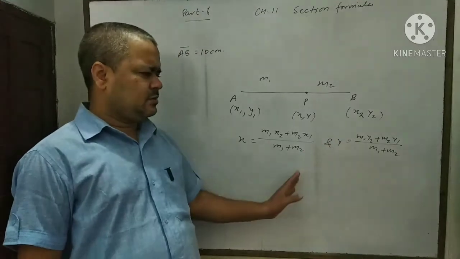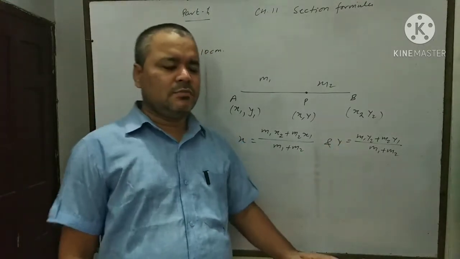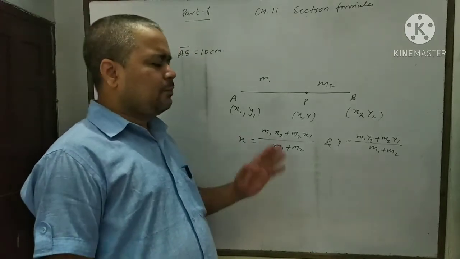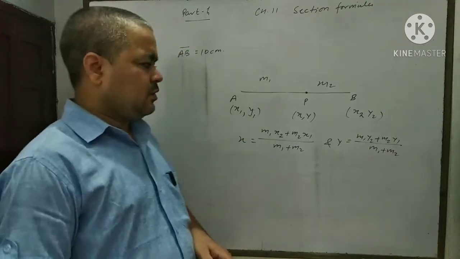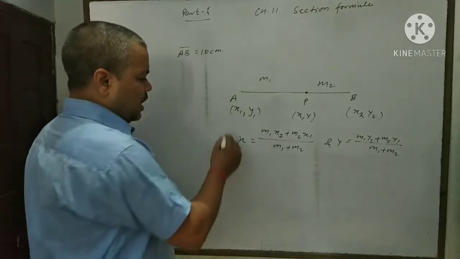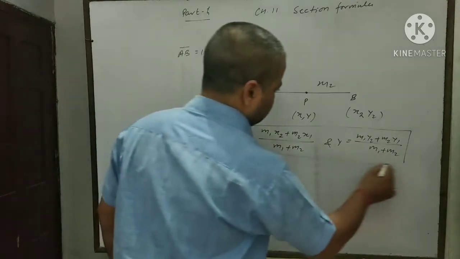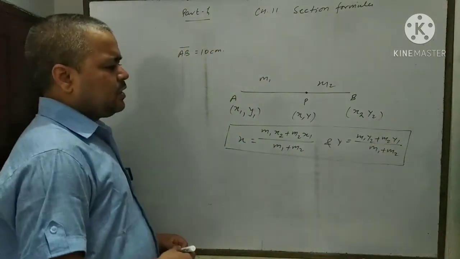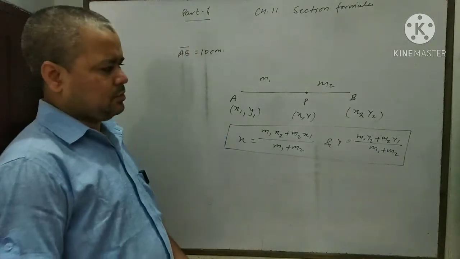We can prove it. How is it proved? It is given in the book. But directly, the proof is not asked in the examination. Therefore, we only try to learn it, and only on the basis of this formula we can solve the questions.